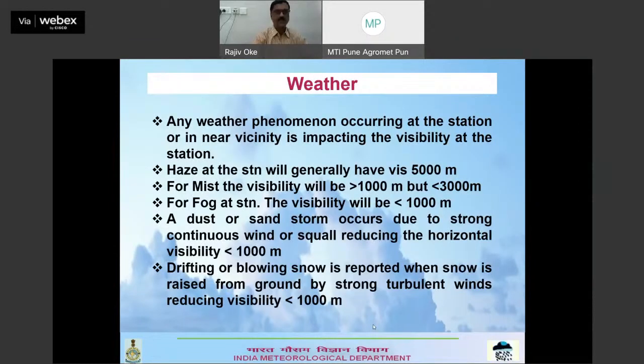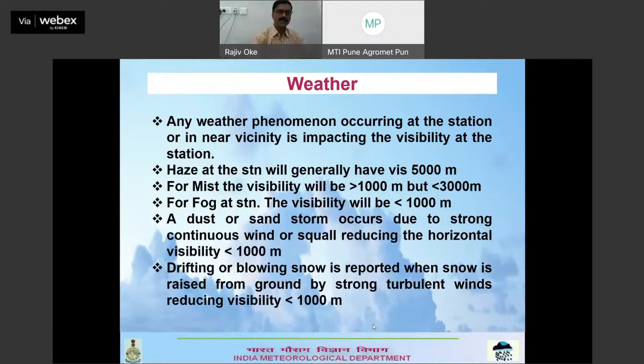From the description, you come to know what weather existed at that place. Any weather phenomenon occurring at a station or in the near vicinity impacts the visibility at the station. So haze, at a station we generally have a visibility of 5000 meters. Generally, the weather marks that impact visibility should reach less than 5000 meters. So haze you can report. For mist, the visibility is more than 1 kilometer but less than 3 kilometers. For fog at a station, the visibility should be less than 1 kilometer, only then can you report fog.